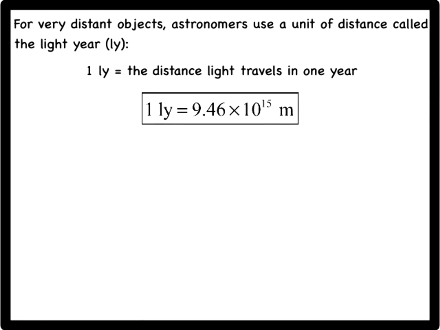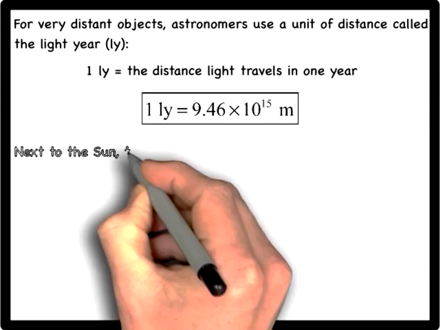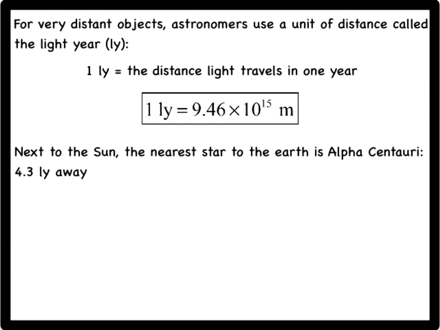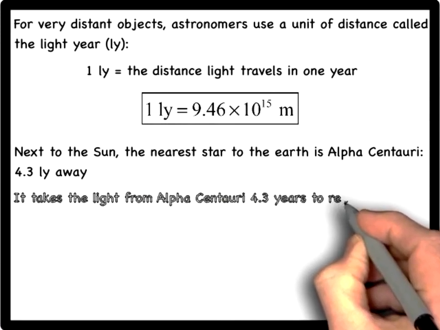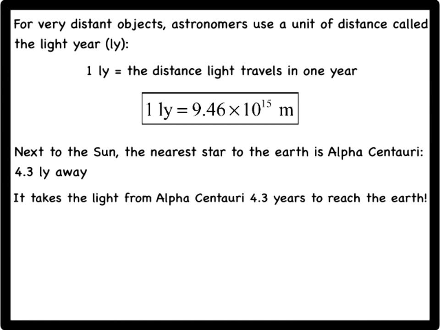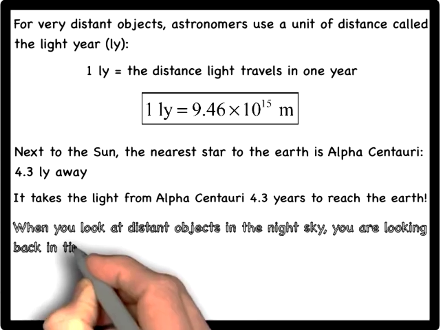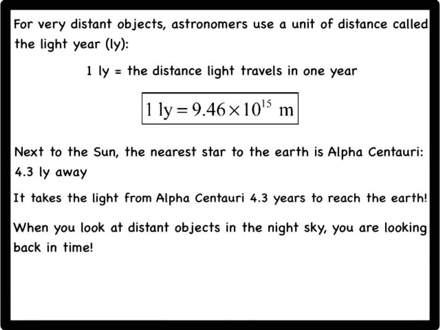The nearest star to Earth, other than our own Sun, is Alpha Centauri, which is 4.3 light years away. This means that it takes the light from this star 4.3 years to reach us. Thus, when we look at this star, we are seeing it how it appeared 4.3 years ago. In fact, if this star were to explode right now, we wouldn't know it for another 4.3 years. Therefore, when you look at a distant object in the night sky, you are looking back in time, since it takes many years for the light from these distant objects to reach us.